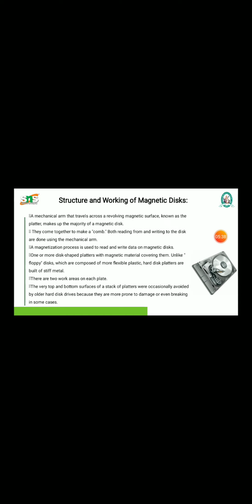A mechanical arm that travels across the revolving magnetic surfaces, known as platters, makes up the majority of a magnetic disk. They come together to make up a combo. Both reading from and writing to the disk are done using the mechanical arms. The magnetization process is used to read and write data on the magnetic disk. There are one or more disk-shaped platters covered with magnetic material. Unlike floppy disks, which are composed of more flexible plastic, hard disk platters are built of stiff materials.